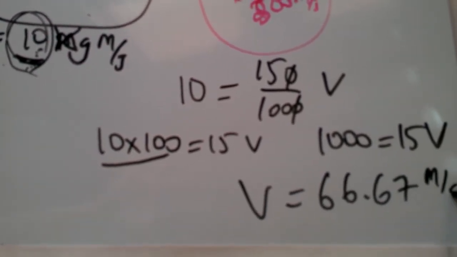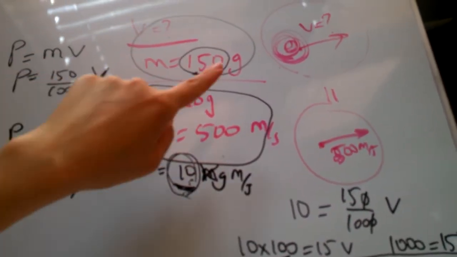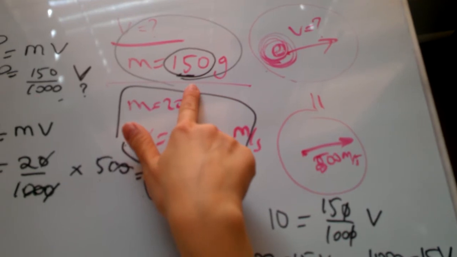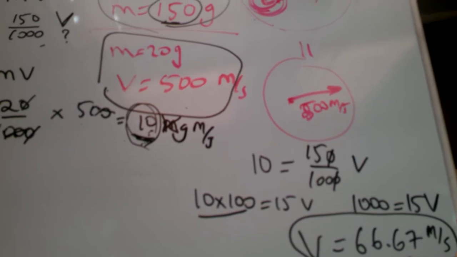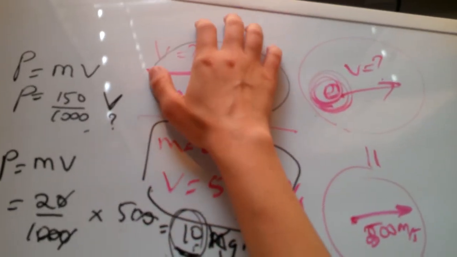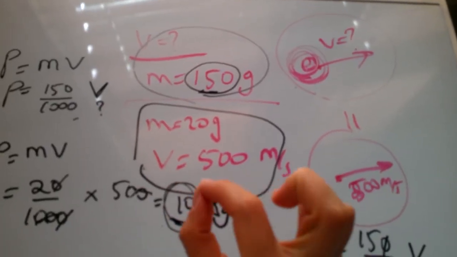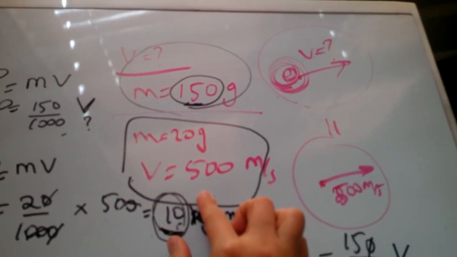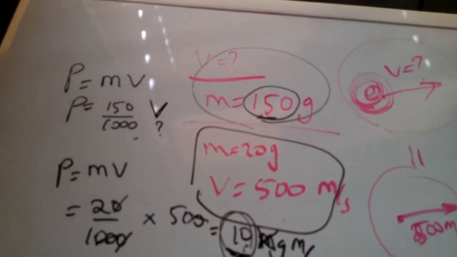66.67 meters per second. So it means that if I throw the baseball that has mass of 150 grams by a velocity of roughly 66.7 meters per second, the momentum of my baseball is the same as the momentum of a bullet that's only 20 grams, but goes by 500 meters per second. So this is the other type of momentum question that you could be given.